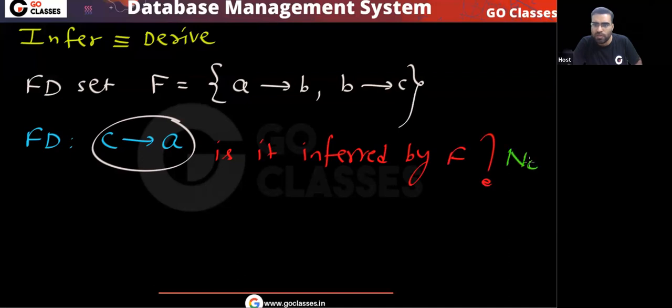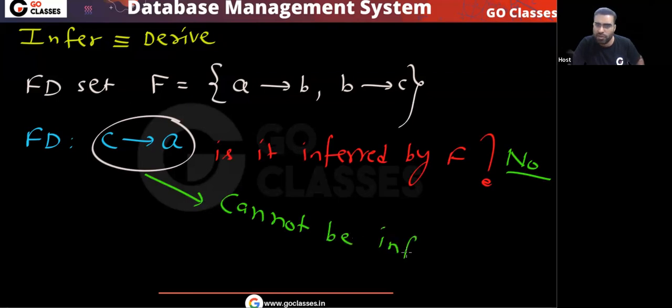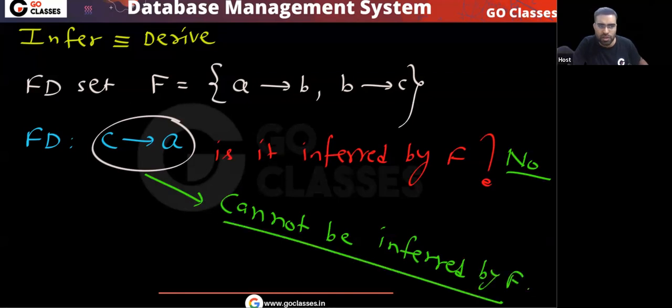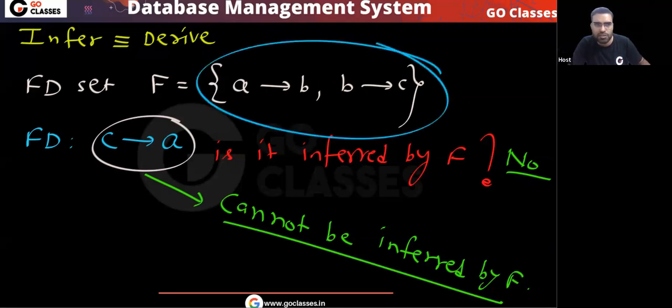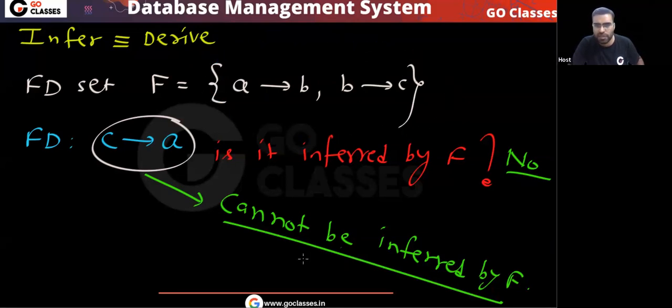So the answer is no. If you have this set of functional dependencies, then you cannot infer this. So I can say this cannot be inferred by F. Okay, so did you understand the concept? The concept is quite simple: which functional dependency you can infer, derive, from a given set of functional dependencies.